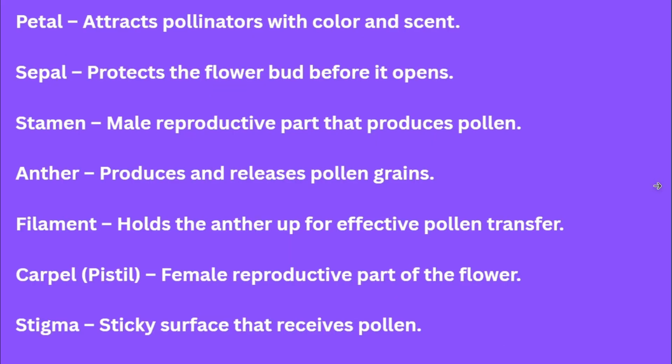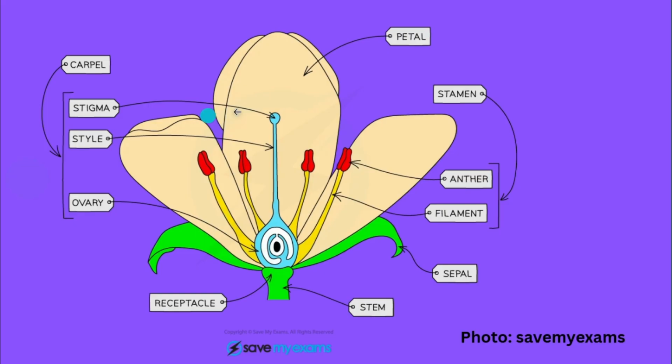Then the stamen is the reproductive part that produces the pollen. The anther produces and releases the pollen grains, and the filament holds the anther up for effective pollen transfer. We said before that these are part of the male reproductive structures. The goal is to get the pollen grain from the male into the female structure in order for fertilization to take place.